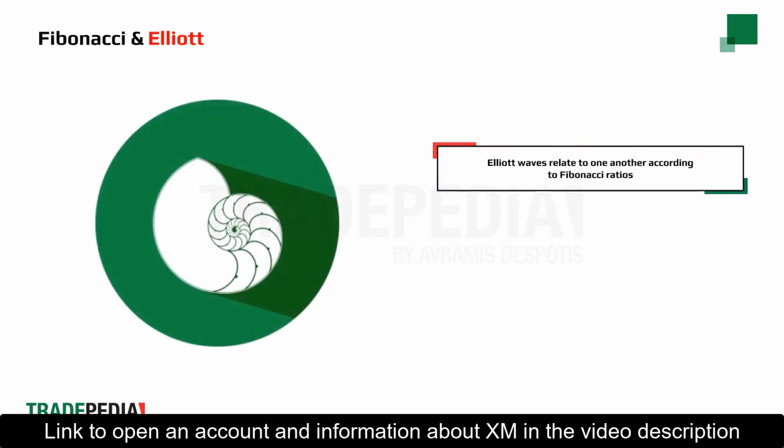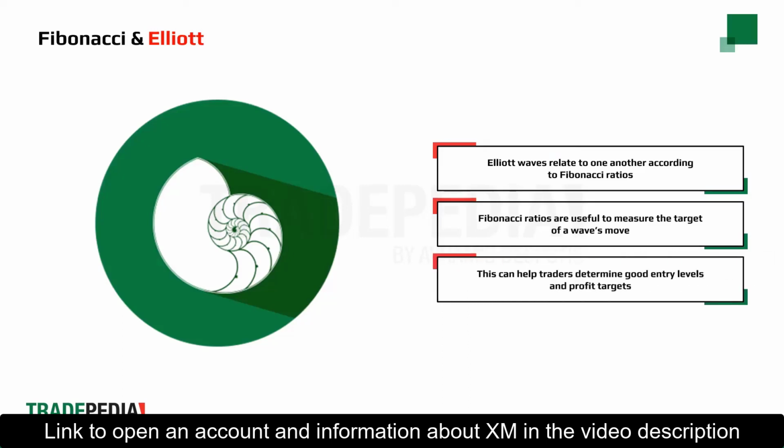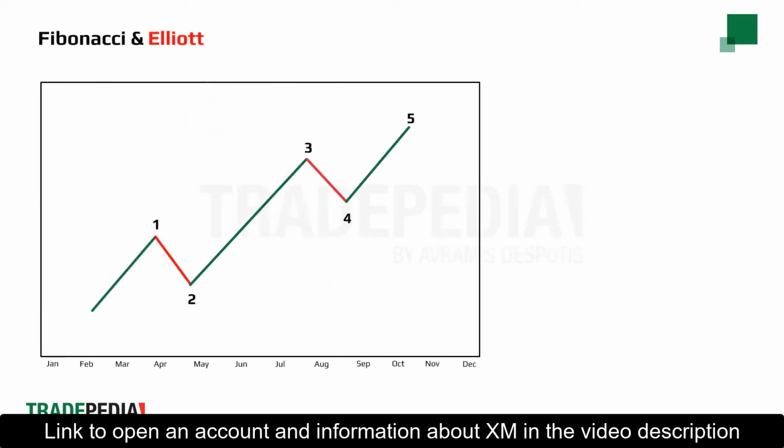Different waves in an Elliott wave structure relate to one another according to Fibonacci ratios. Fibonacci ratios are useful to measure the target of a wave's move. This relation can, therefore, help traders determine good entry levels and profit targets. In the motive phase, the following usually holds.